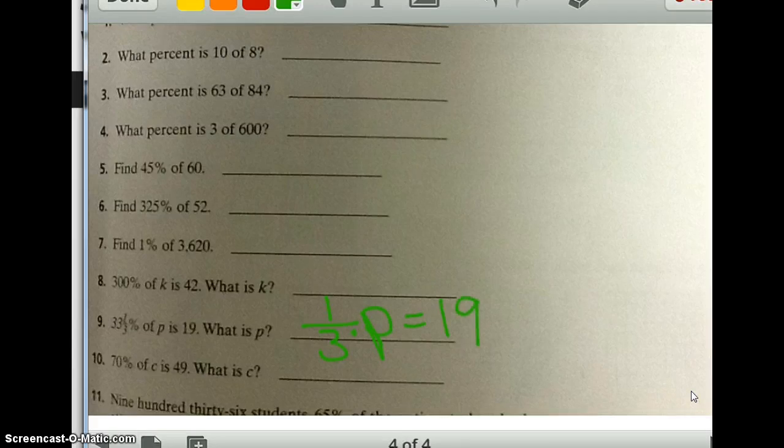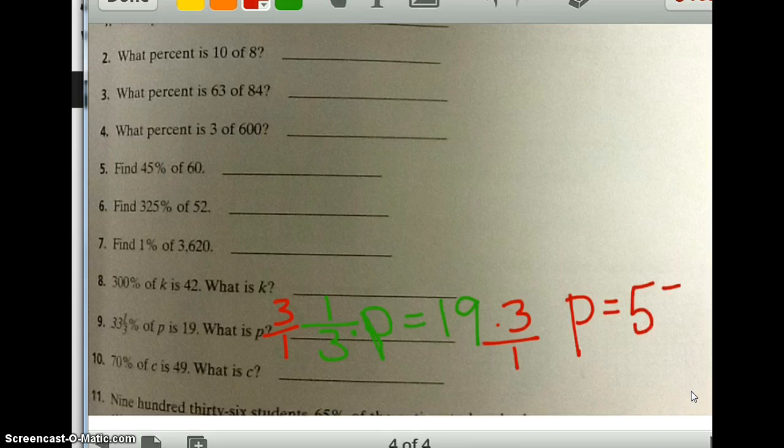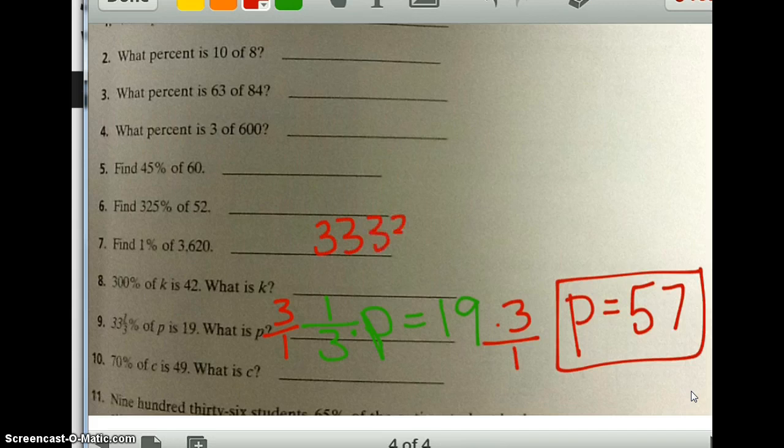How do I undo times 1/3? You multiply by 3/1. And when I do that, P is 57. Now, you might say, Beav, I wouldn't have come up with that. Okay. Well, then you've got 1/3. You would find that that was 0.3333. So you have to make that into a decimal.